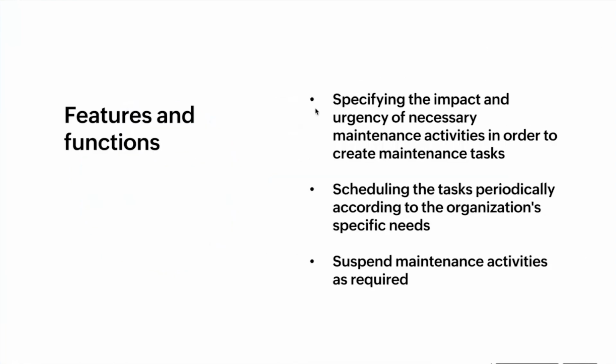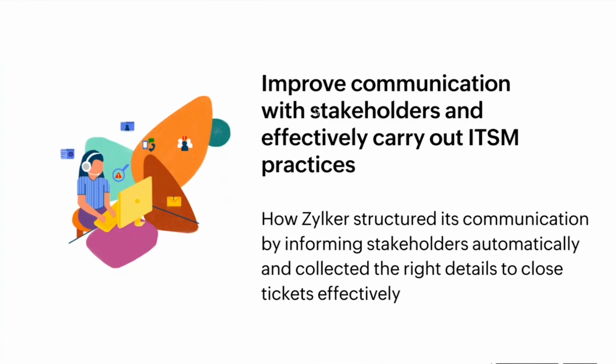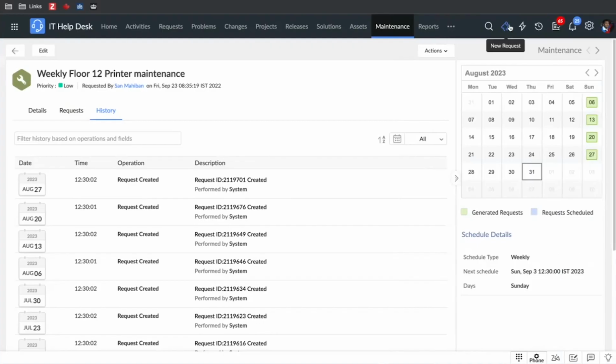So these were the set of features Zilker used in order to manage their change management and their maintenance tasks as well, right? Now, it's not just important to have all this automation in place. You should also ensure that the stakeholders and the ticket owners are well informed of what activity needs to be done, right? And you should also ensure that before a technician or a department or a group closes out a ticket, the entire information is being tracked and saved, and only then the ticket is closed. Now, how did Zilker achieve this particular requirement?